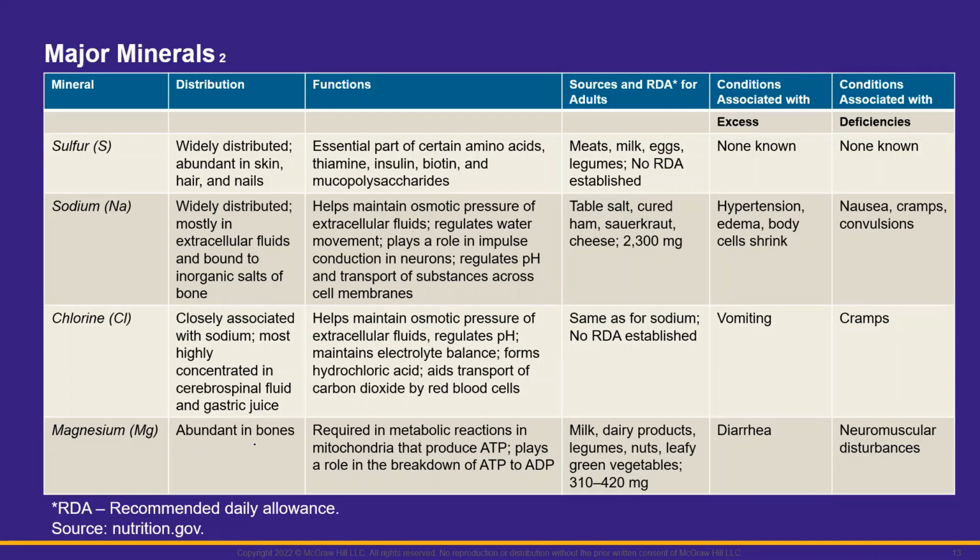Magnesium, abundant in bone, required in metabolic reactions in mitochondria that produce ATP, plays a role in breakdown of ATP to ADP. Source: milk, dairy products, legumes, nuts, leafy green vegetables. RDA around 310 to 420 milligrams per day. Excess can cause diarrhea. Deficiency can cause neuromuscular disturbances.